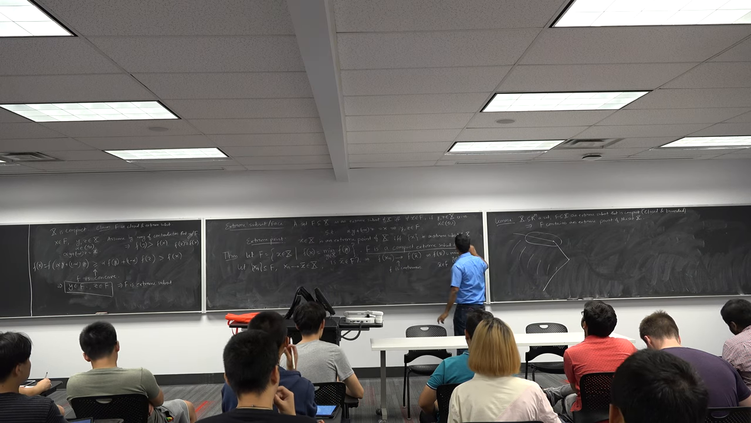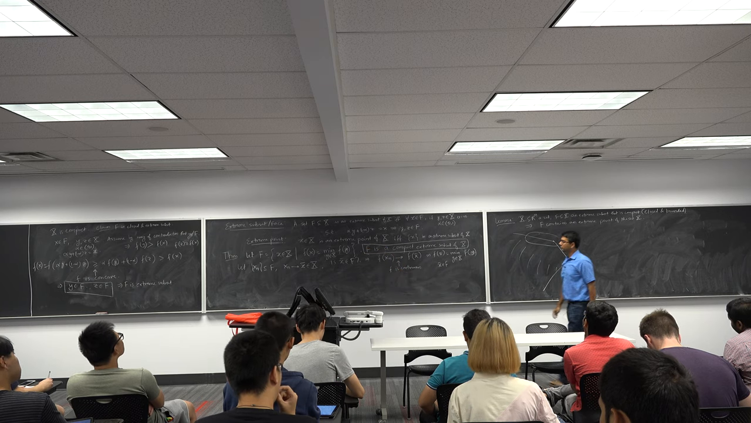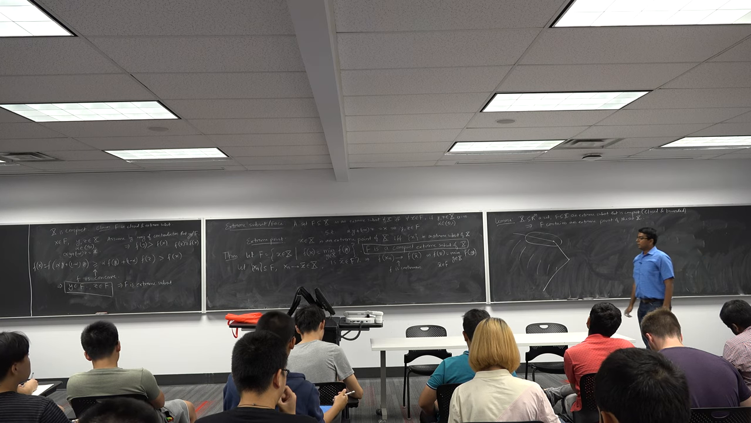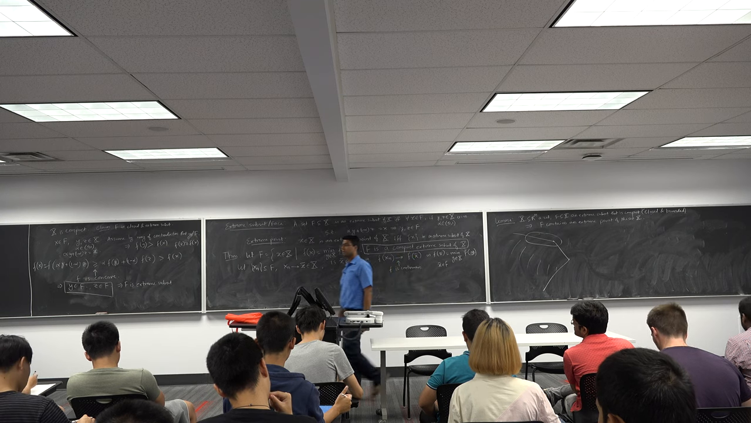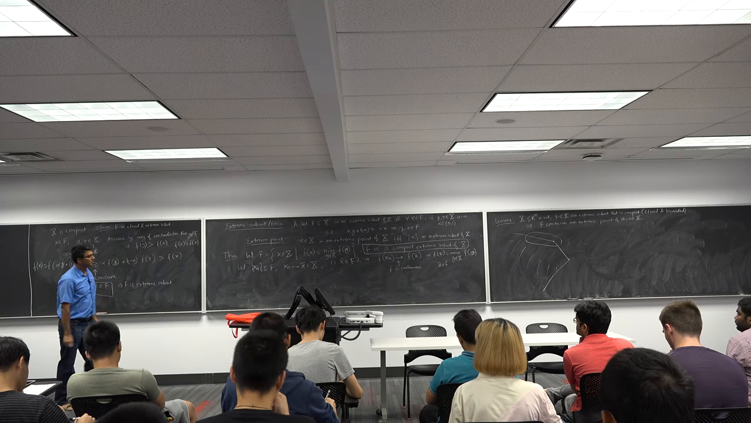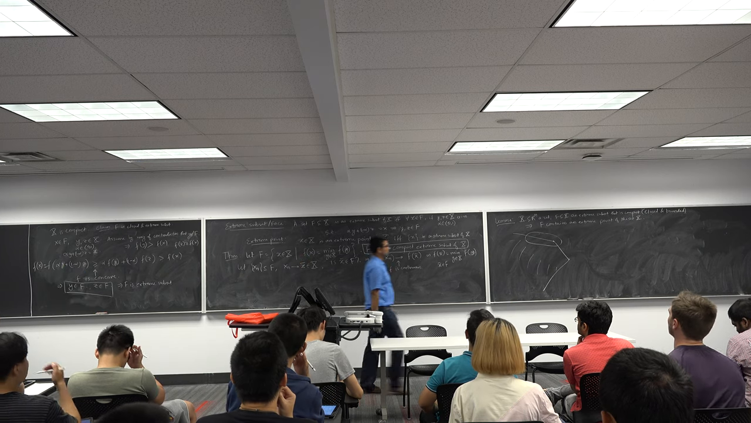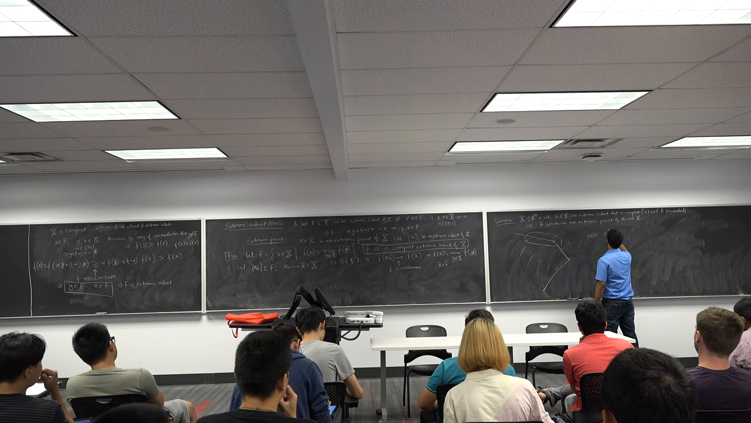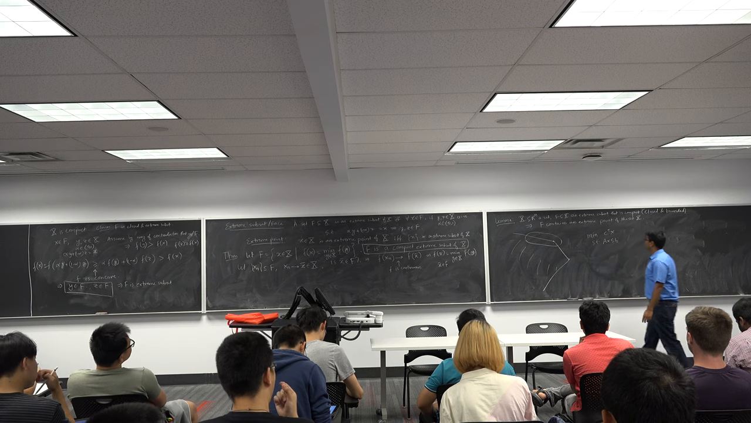So this is what I could prove using a minimal number of tools from multiple sources. Any question so far? So what's the implication of this? The implication is, if I pick a linear function, so I want to minimize c transpose x such that Ax is less than or equal to b.